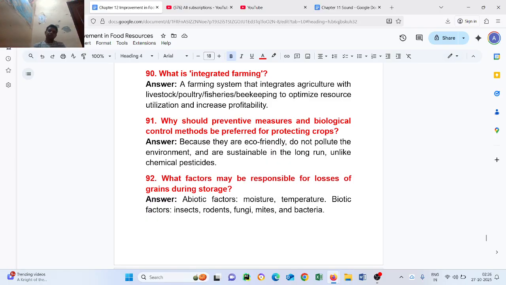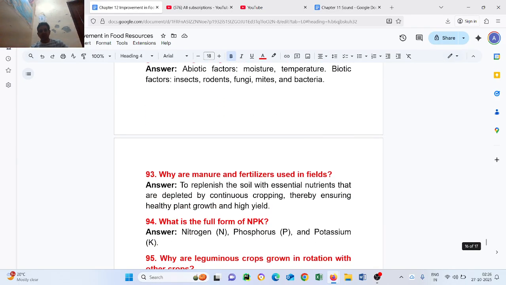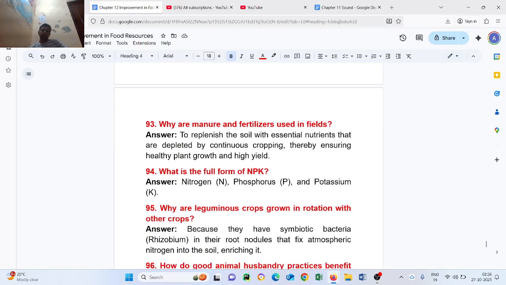Question number 92. What factor may be responsible for losses of grain during storage? Abiotic factor, moisture, temperature; biotic factor, insect, rodent, fungi, mites, and bacteria. Question number 93. Why are manures and fertilizers used in field? To replenish the soil with essential nutrients that are depleted by continuous cropping, thereby ensuring healthy plant growth and high yield. Question number 94. What is the full form of NPK? Nitrogen, phosphorus, and potassium.